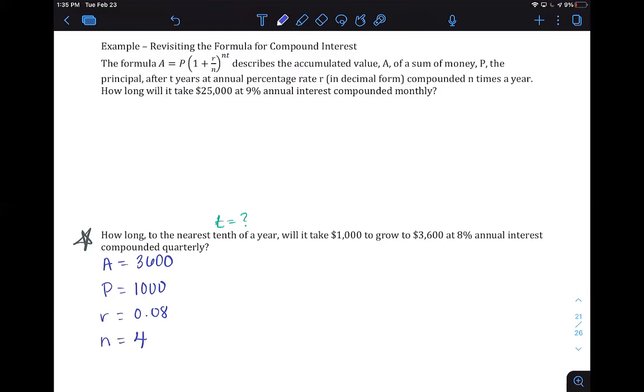Okay, so we're going to plug in everything we know. So we know 3,600 equals 1,000 times the quantity 1 plus 0.08 divided by 4, to the 4t power.